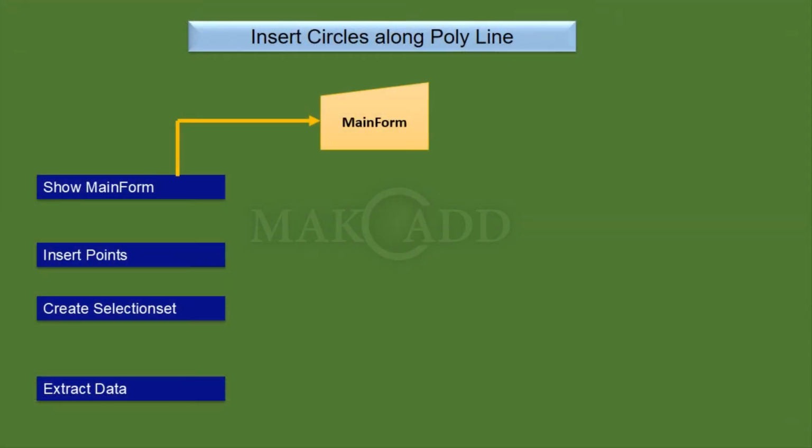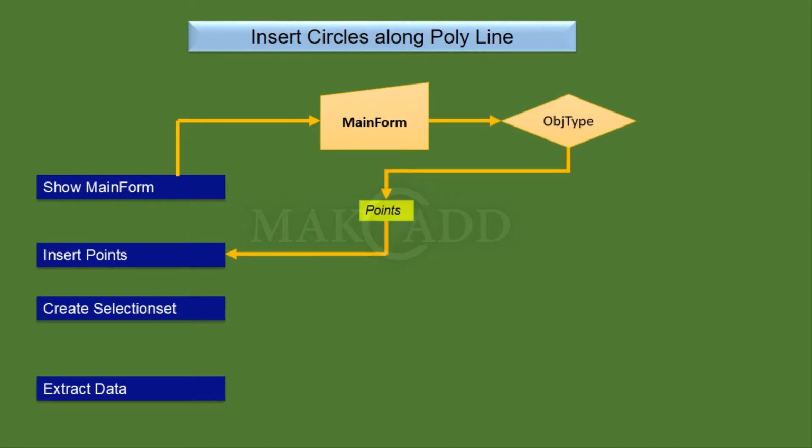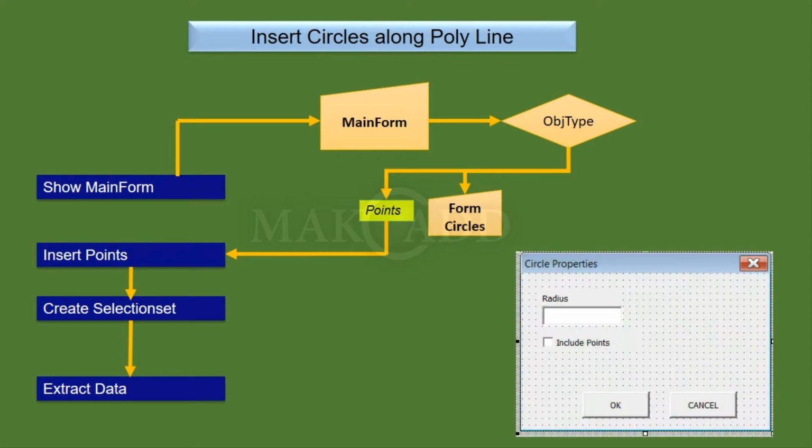Previously we selected the object type points from the main user form and inserted points using the point insertion procedure, then created a selection set and extracted data to Excel. Here we are selecting object type circles, and for input we create a new form for circle properties. When we select the object type circles from the main form, it will show another form for circle properties, and from the circle form we get the radius and the choice to keep the card points which we already inserted using the point insertion procedure.